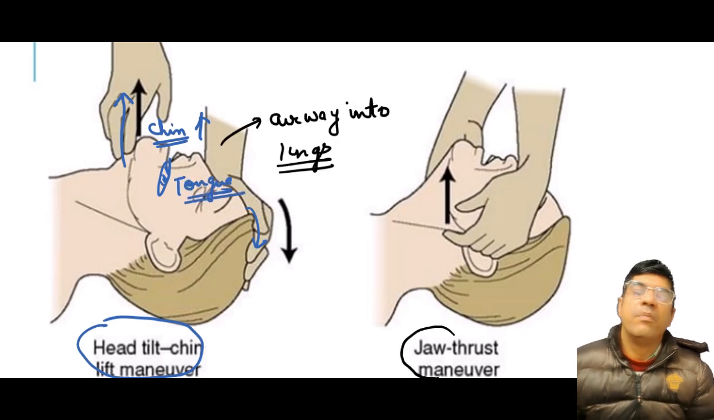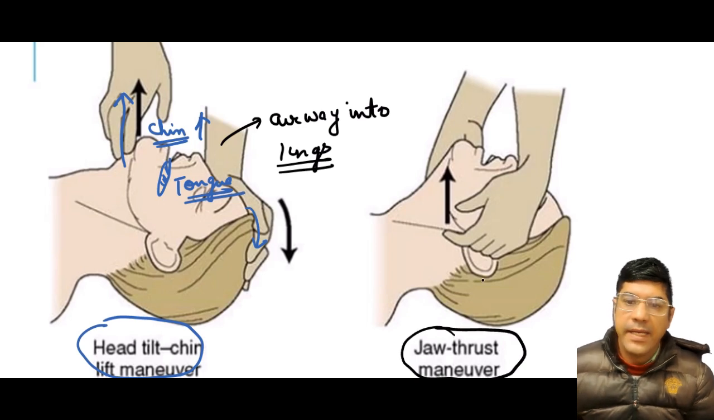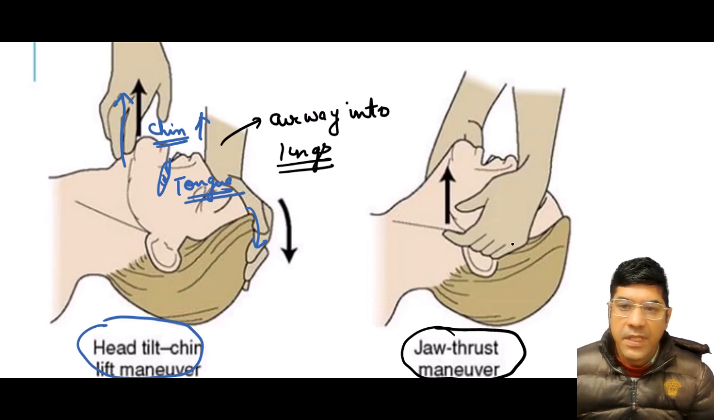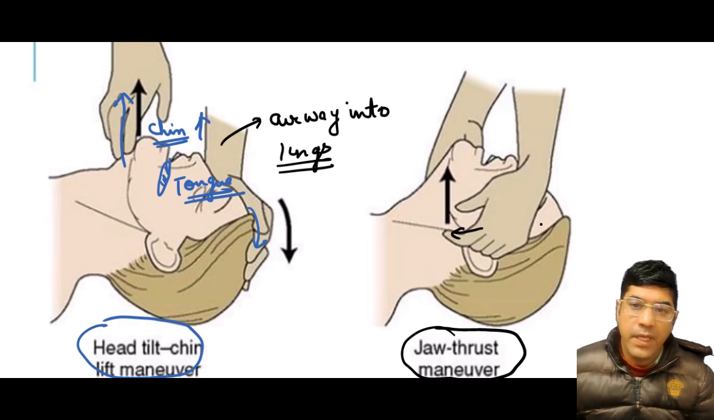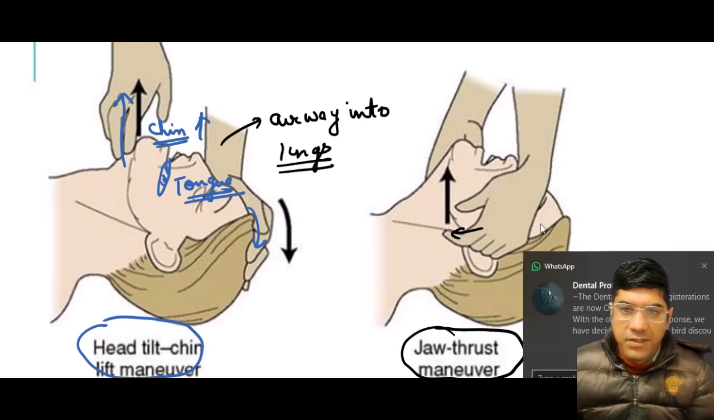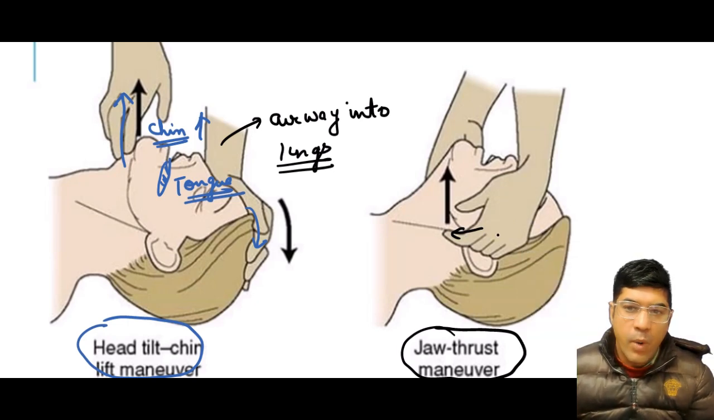Another method you can perform is the jaw thrust. Unlike the chin lift, the jaw thrust maneuver involves displacing the jaw forward without tilting the head. Remember, it is useful in a situation where there is suspicion of cervical spine injury, as it avoids movement of the neck while still helping to open the airway.